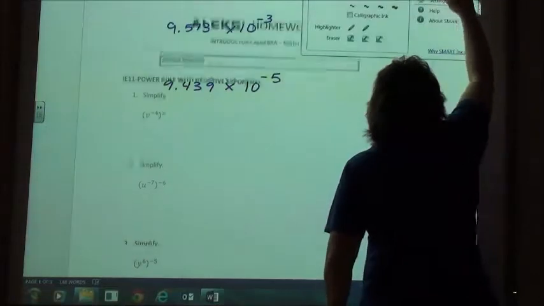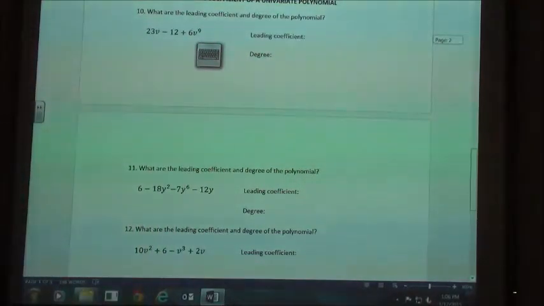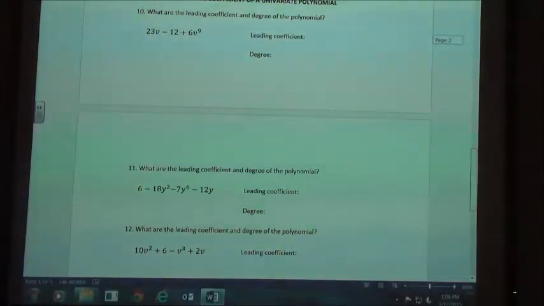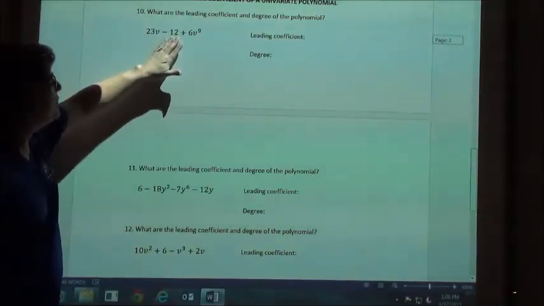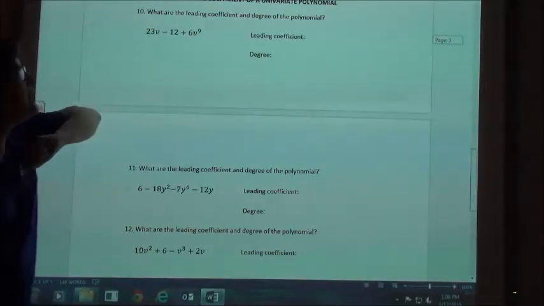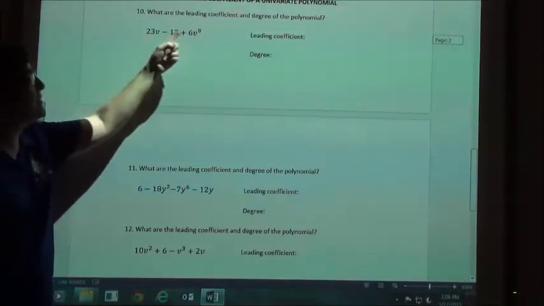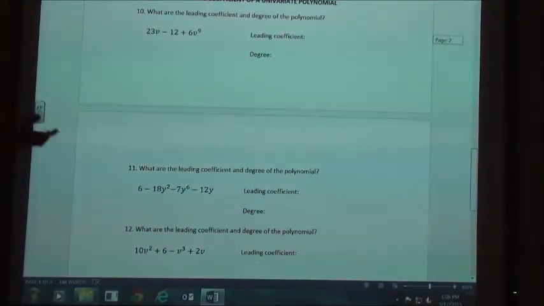Alright, the next thing here is, gosh, it keeps moving me way back up to the top. The degree and leading coefficient of a univariate polynomial. Man, that has a lot of big words. A polynomial just means you have more than one term in your expression. Terms in math are separated by plus and minus signs. So the 2v is a term, the -12 is a term, the 6v to the 9th is a term. Poly means many. I've got many terms. In this case, I've got 3 terms. It's a univariate one because I only have one variable. It's a v. I don't have a v and an x in there.